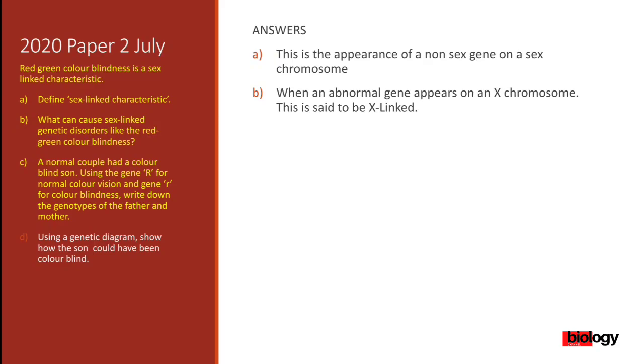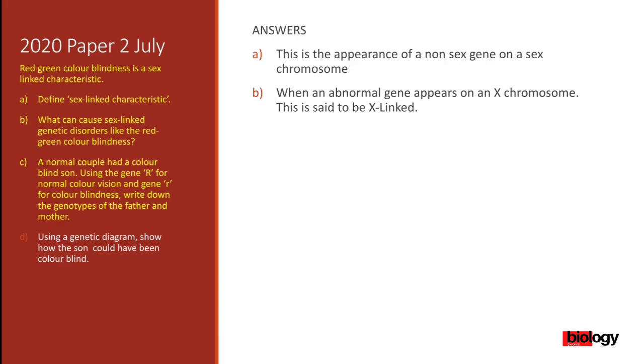red green color blindness. In this case, even if she is normal, she is a carrier, meaning she can pass it over to her offspring, and her offspring can be sick of the condition. So yeah, the man is normal, but the woman is a carrier. They are both normal. Like I said, a woman can be a carrier, but she is considered to be normal. Okay, so yeah, a normal couple had a colorblind son.